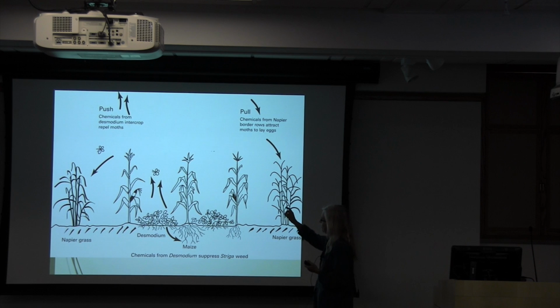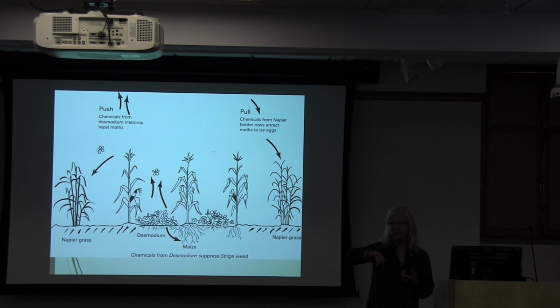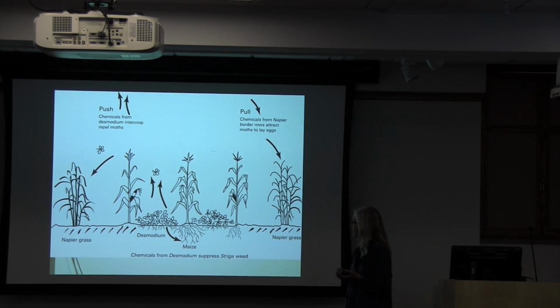The stem borers, when they go out of the field, find the Napier grass, which is planted as a border around the field. That is a trap crop that attracts the stem borers. They lay their eggs in it. It's a super duper trap crop because it actually ends up killing 95% of the larvae. When the larvae hatch out on a Napier grass plant, they get stuck in some of the honeydew that the plant secretes. It's got some sticky goo that it secretes near the base of its leaves. So many of them end up dying. So it reduces the population.